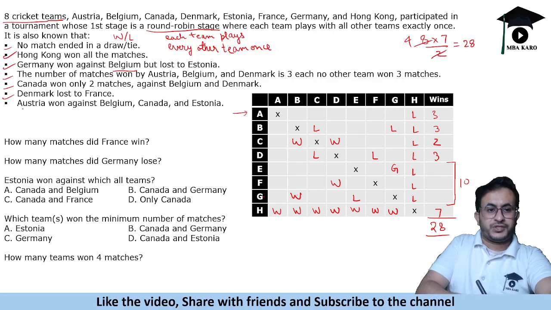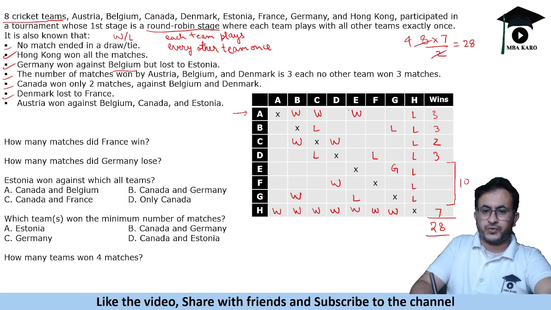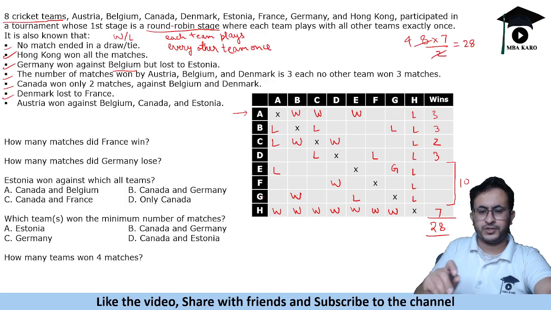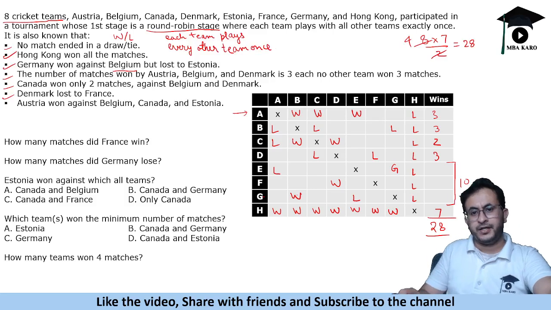Then we are given Austria won against Belgium, Canada and Estonia. Belgium, Canada, Estonia. So of course these three will lose against Austria. Belgium, Canada and Estonia, they lose against Austria. Okay. Now see this thing.